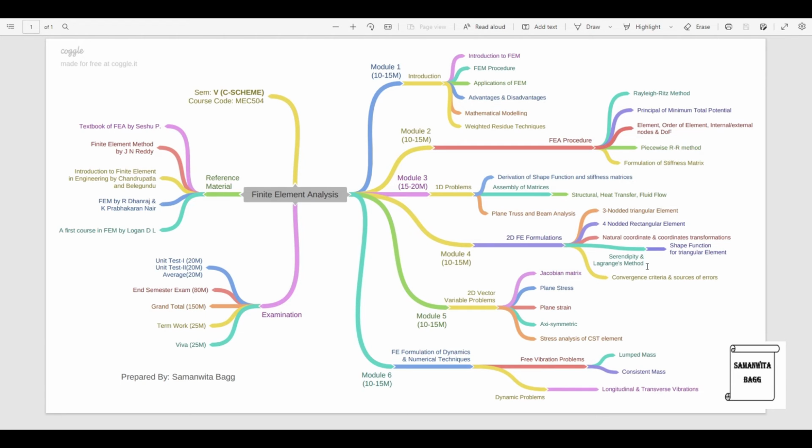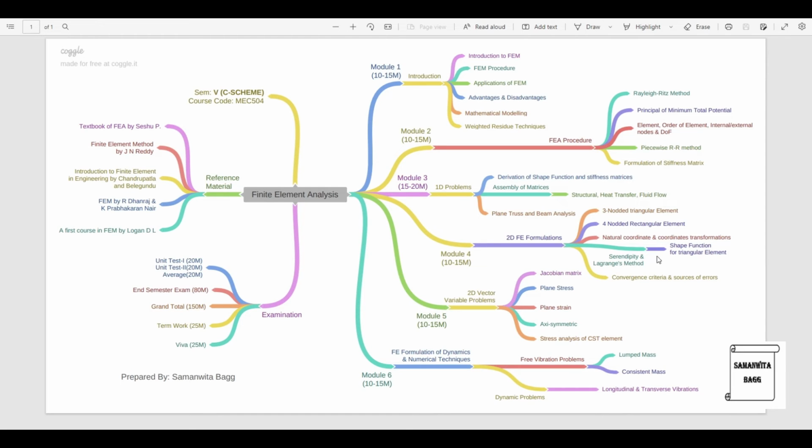Serendipity and Lagrange's method should be studied, and that is the concept which is used for solving this kind of shape function. Now serendipity means that there is no node at the center. So you may have a 4-noded rectangle, or you may have an 8-noded rectangle. So derivations of those rectangles are important.